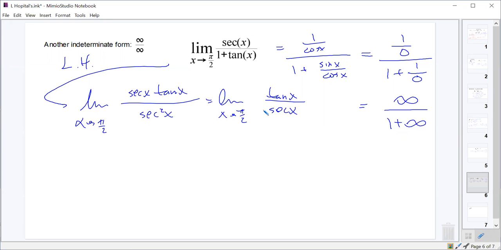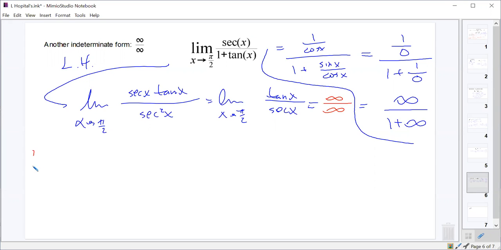And what does that equal? Tangent of pi over 2, just like before, is infinity, right? And secant of pi over 2, just like before, is also infinity. So what do you think we need to do? Take the second derivative. All right, we could take a second derivative.